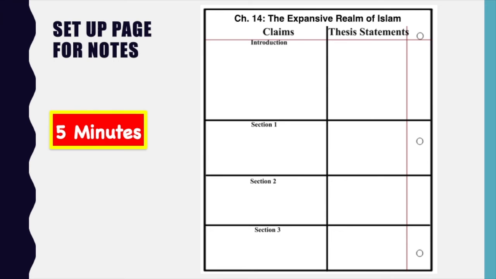So create on a blank piece of paper in your notebook, you're going to create this page. You're going to title it Chapter 14, The Expansive Realm of Islam. You're going to create 2 columns, one that says claims, one that says thesis. Leave your claims column bigger. The thesis statement column should be about maybe 1/3 of the page. The claims should take up 2/3. So don't do it in half like it looks here. So pause the video, take 5 minutes to lay that out. We're going to use this on Thursday, but I want it set up already.